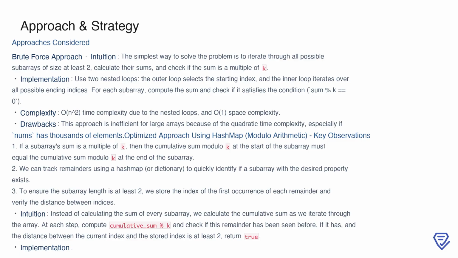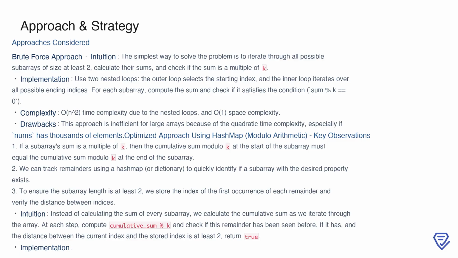To address this, we shift to an optimized approach using a hash map and modulo arithmetic. The key insight here is that if the sum of a subarray is a multiple of k, then the cumulative sum modulo k at the start of the subarray must equal the cumulative sum modulo k at the end of the subarray. By tracking these remainders in a hash map, we can efficiently identify whether such a subarray exists without explicitly computing all subarray sums.